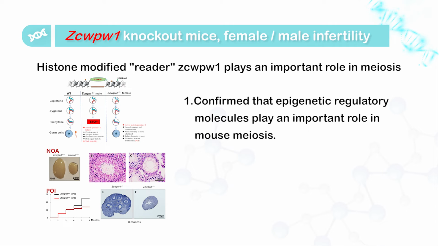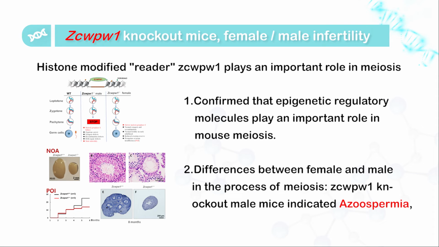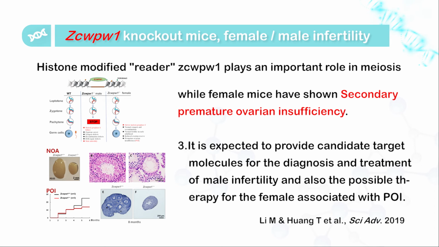DCW-PW1 gene plays an important role in mouse meiosis. There are differences in meiosis between male and female mice. In males, DCW-PW1 knockout mice have shown the features of azoospermia. However, female mice have shown primordial ovary insufficiency.